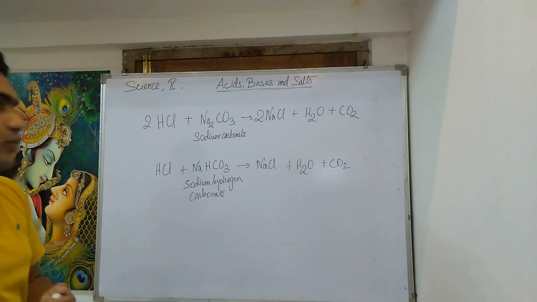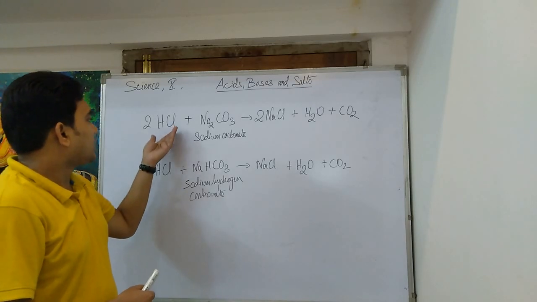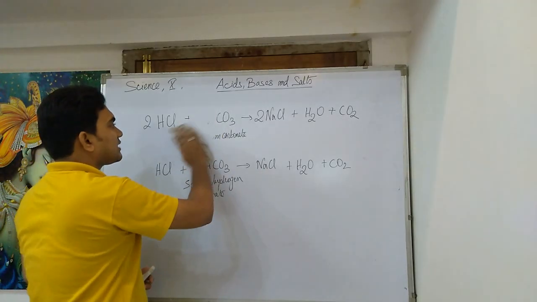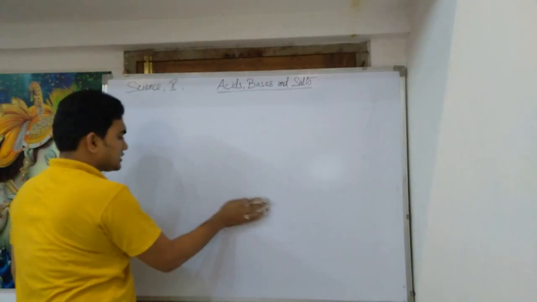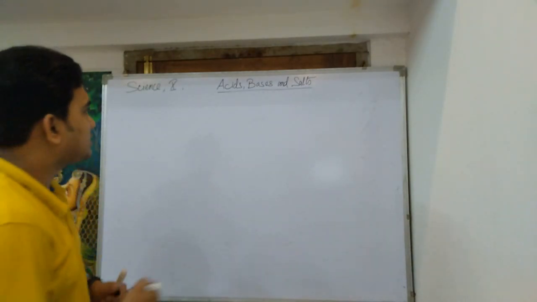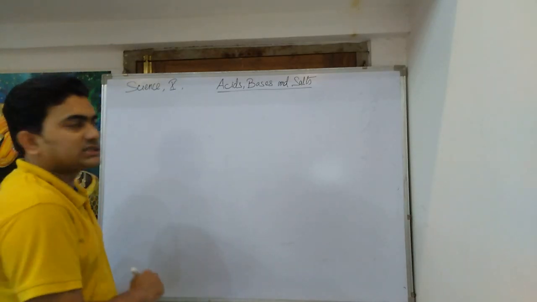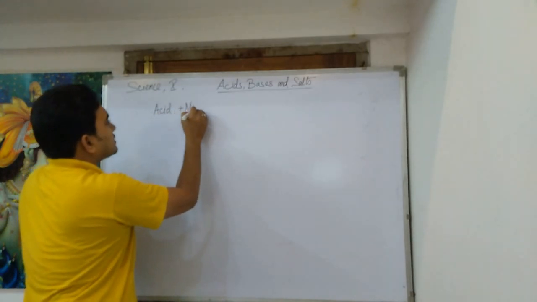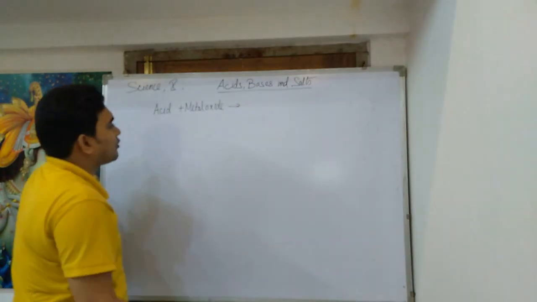Now what will happen if we react an acid with metal oxides? Bases are metal hydroxides. What will happen if we just try to react acids with metal oxides? Metals having their compounds with oxygen. So acid plus metal oxide, what will be the output?